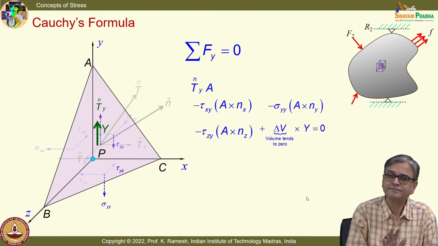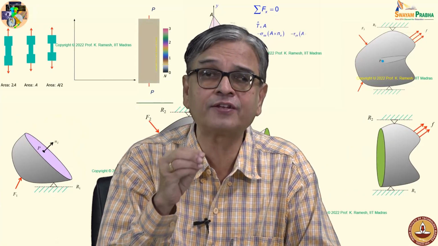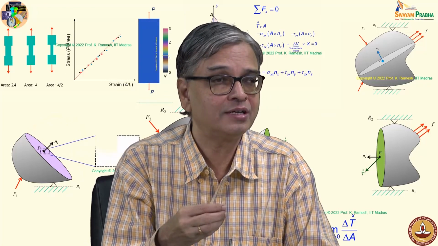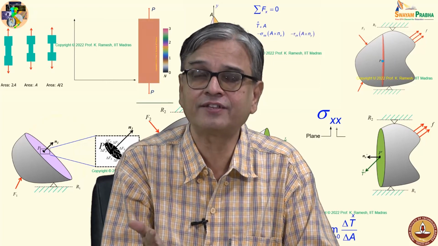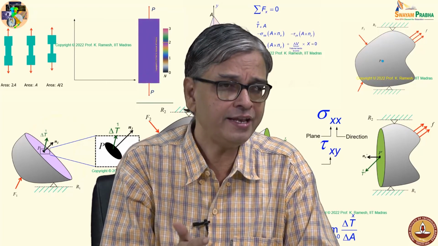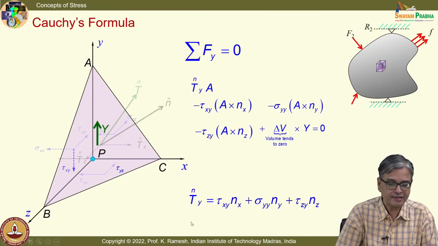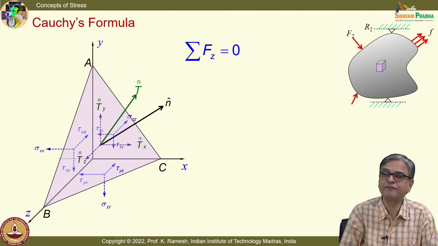Is the idea clear? So, your training on how to write the components on the faces should come naturally to you. We have understood and explained the symbolism. If you have understood that, then it is easy to write. First symbol denotes the plane and second symbol denotes the direction. And when I simplify, I get Tny equal to tau xy nx plus sigma yy ny plus tau zy nz. Now I repeat the same thing for the z plane.